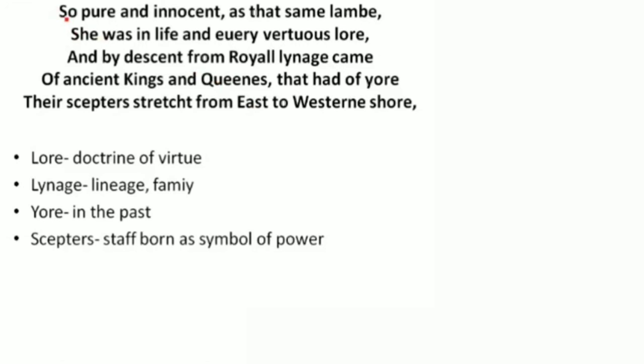It was symbolic for the purity and innocence of Lady Una also, how pure and innocent she has been in her life, and how virtuous she had been in all the disciplines of her life, and she has descended from the royal family, from a royal lineage, whose control was extended from east to the western shores, and who ruled all over the world.